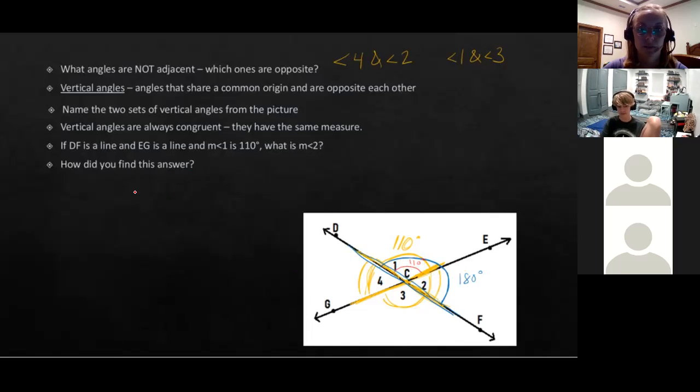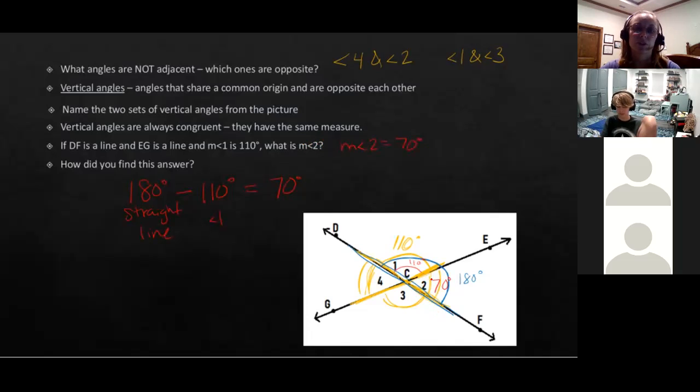Now it won't change again. So how did we find this answer? 180 for the straight line minus the 110 for angle 1 is equal to 70 degrees. I never labeled that over here. 70. So the measure of angle 2 is 70 degrees.